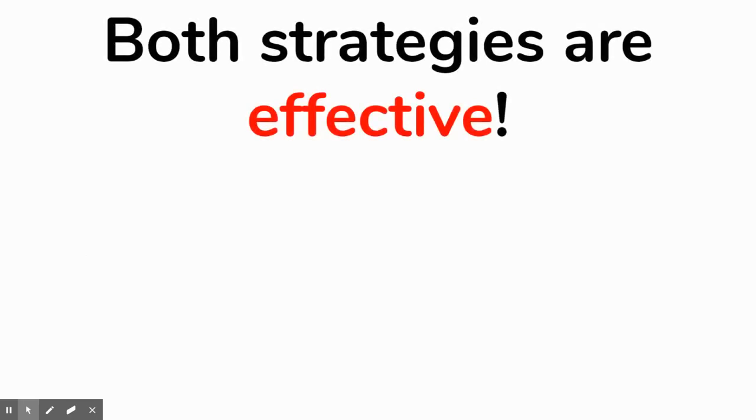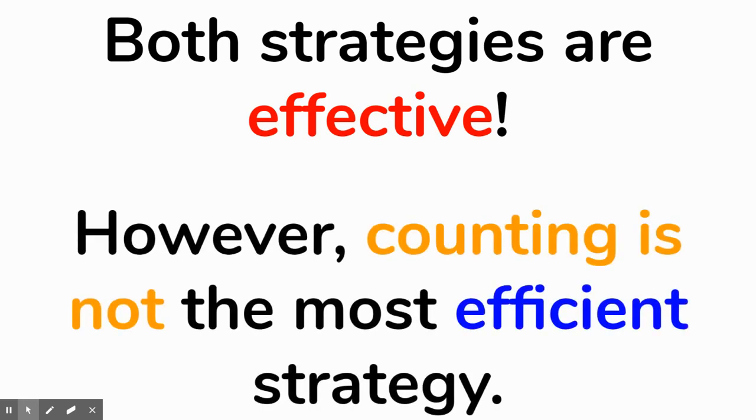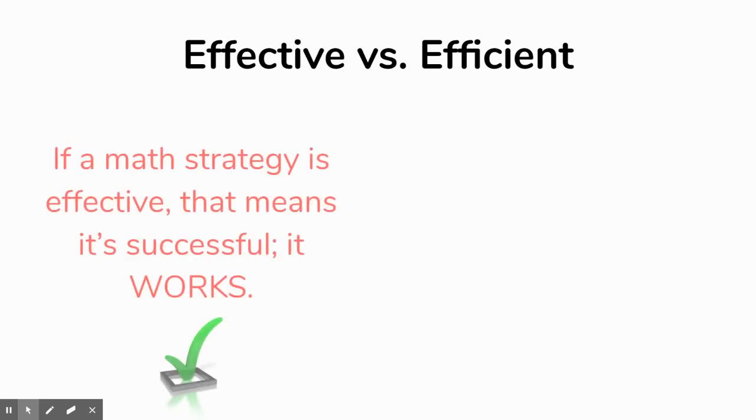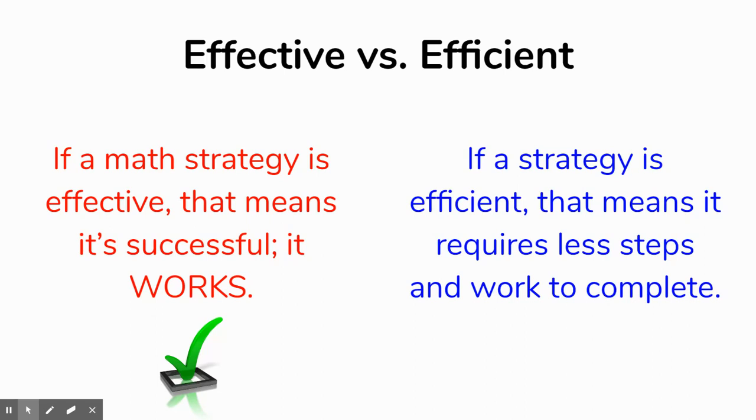Both these strategies are effective. However, counting is not the most efficient strategy. So let's talk for a minute about those two words, effective and efficient. What does it mean to be effective versus being efficient? Well, if a math strategy is effective, that means it's a successful strategy and it works. So counting and adding is effective. It works. So is counting and multiplying. It also works. The word efficient means if something's efficient, it requires fewer steps and less work to complete. And that should have your attention, because if you're like most people, you don't like doing extra work for no reason, especially when it comes to math.